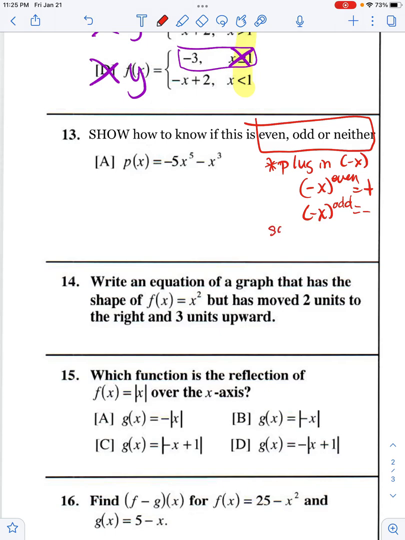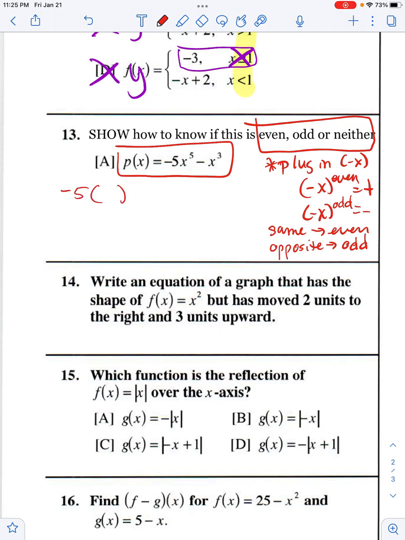If when you're done, what you get is the same as the original, then it's an even function. If what you get is the total opposite, every single term has changed signs, then that's going to make it odd. And if you have a mixed bag where some of them became positive and some became negative and they aren't the same as the original, but some are, then that's neither. So this is our original.